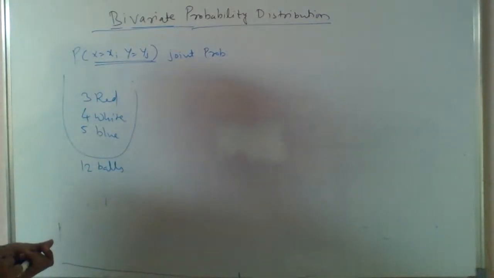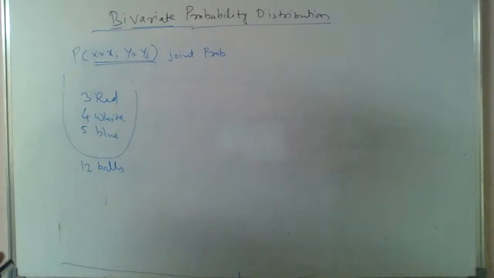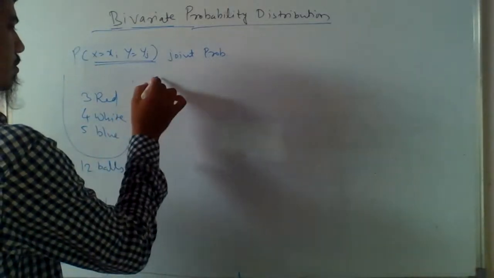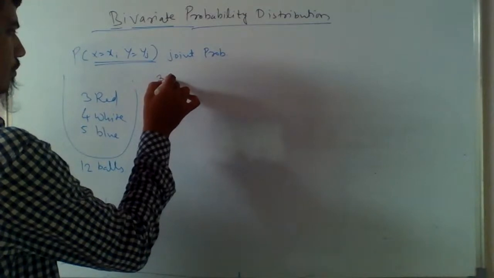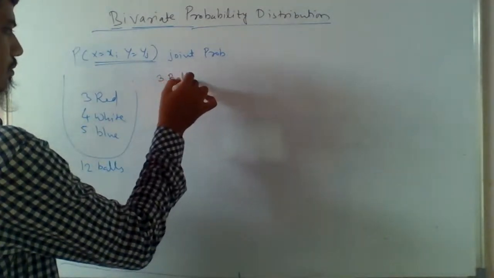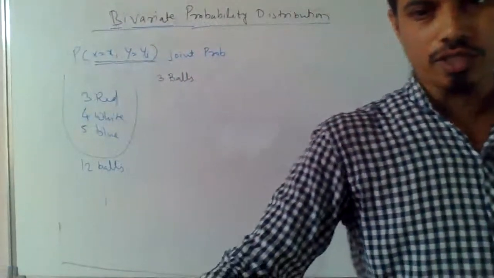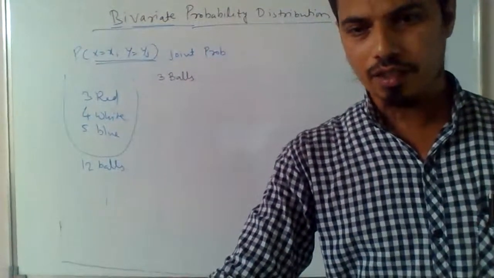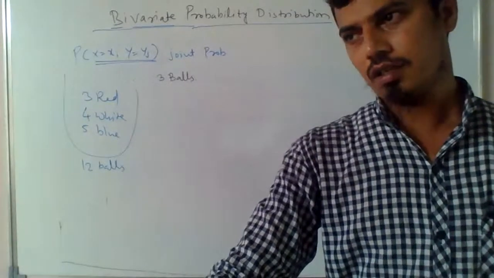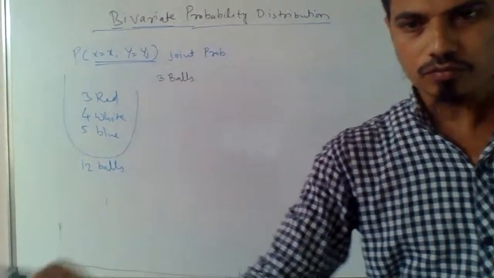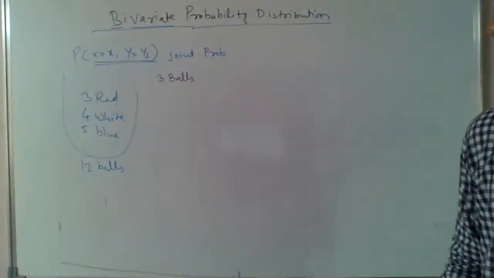Now randomly we are selecting three balls at a time. Our aim is to select three balls randomly. So just calculate the probability that among the three balls there is no blue ball and no red ball.